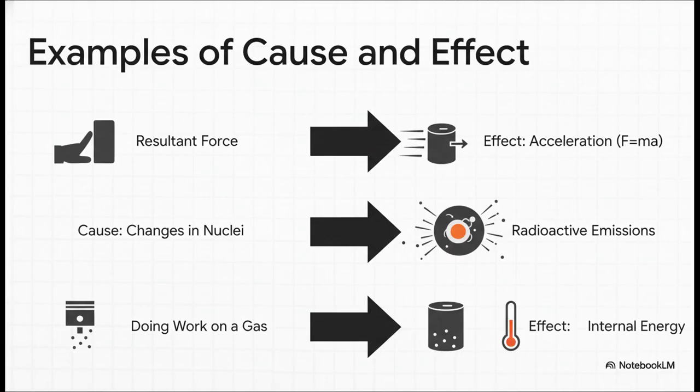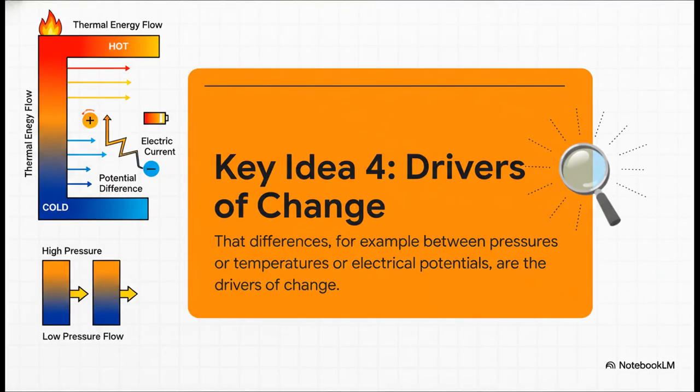You apply a resultant force, the cause, and you get acceleration, the effect. An unstable nucleus changes, the cause, and it spits out radiation, the effect. This simple logic underpins so many of the topics you've studied. So you start to realize that change doesn't just happen randomly. It's always driven by something, and that something is almost always a difference.